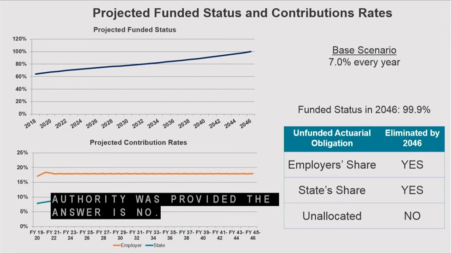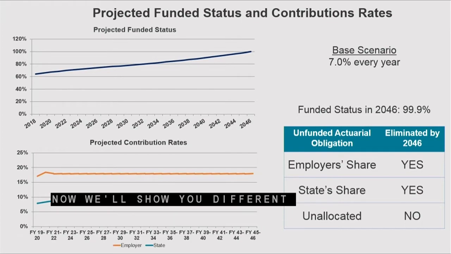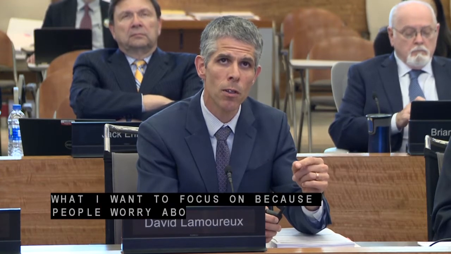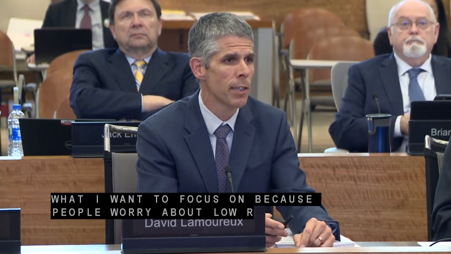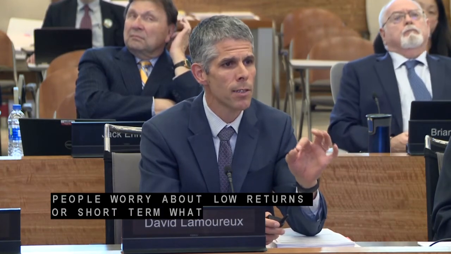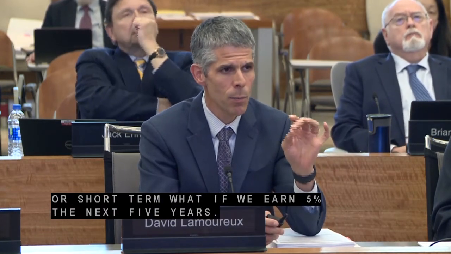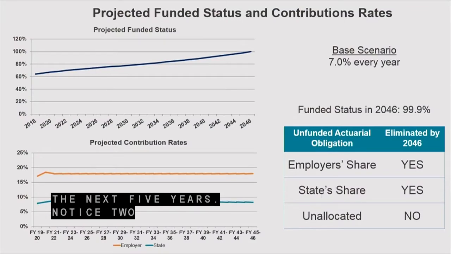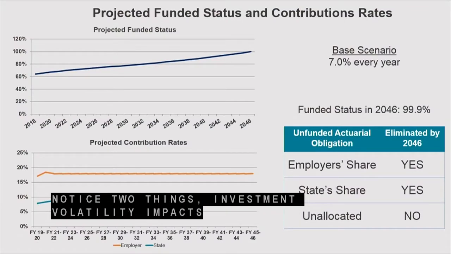What we want to focus on, because I think a lot of people are worried about the short term, is what if we have low returns in the short term? So first we're going to show you, what if we earn 5% the next 5 years? So I'll go back to the previous one. What I want you to notice is 2 things. Investment volatility impacts mostly the state contribution rate, again, just because of the rules in the funding plan.